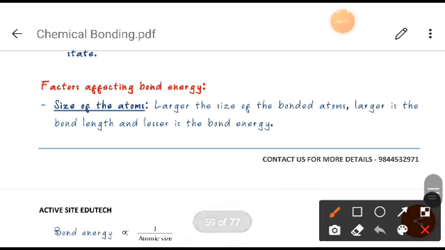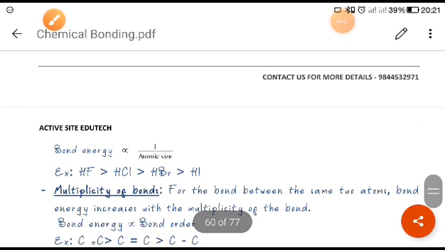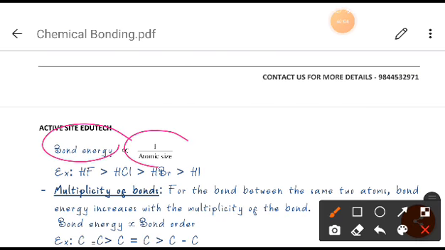Size of the atom. The larger the size of the bonded atoms, the larger is the bond length and the lesser will be the bond energy. As you can see, bond energy is inversely proportional to atomic size.